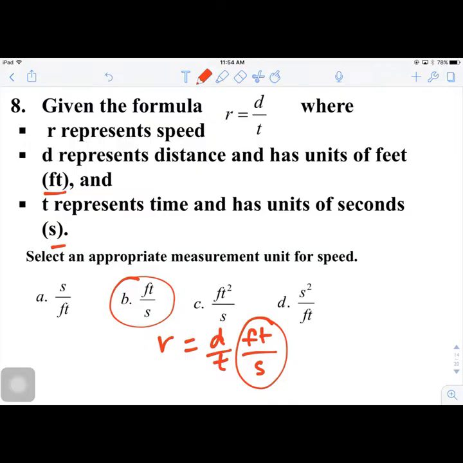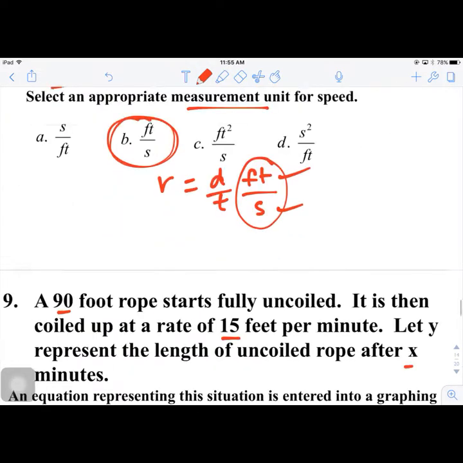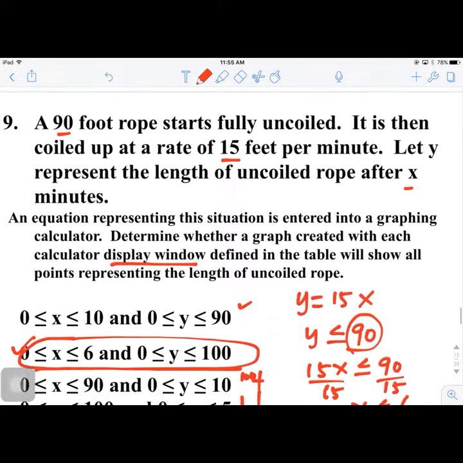Number 8, given the formula d = rt, or rate equals the distance over time, you are asked to find the unit of measurement for the rate, which is given by distance divided by time. So if you look at the distance divided by time, the distance is given in feet, and then the time is in seconds. So the unit of measurement should be feet over second, and so the answer is B.